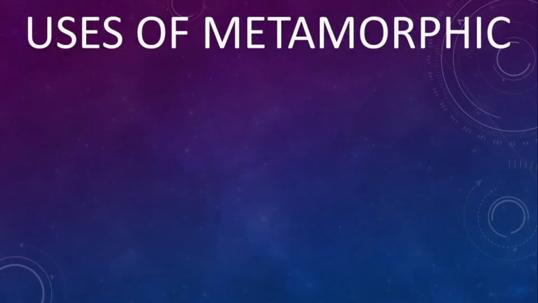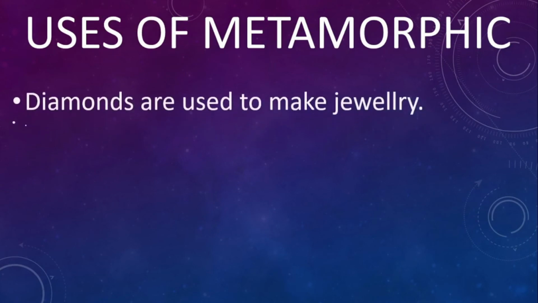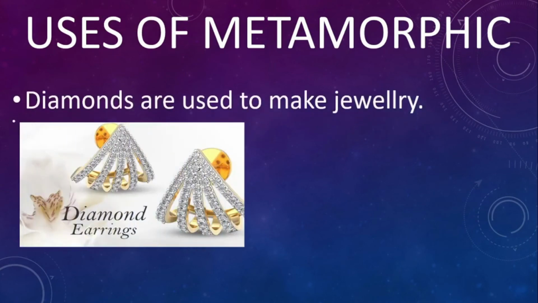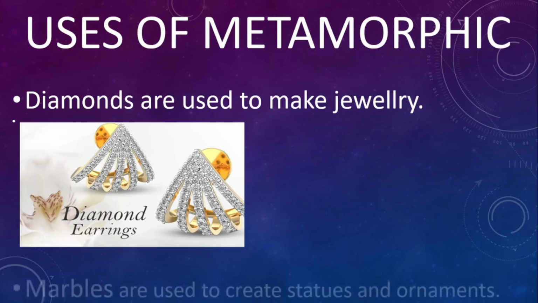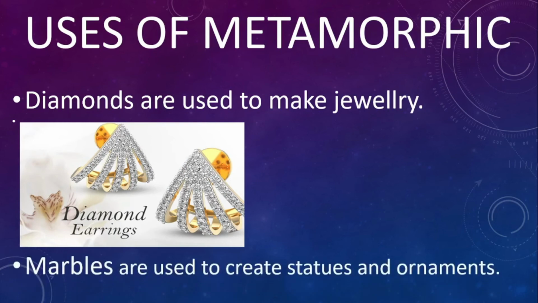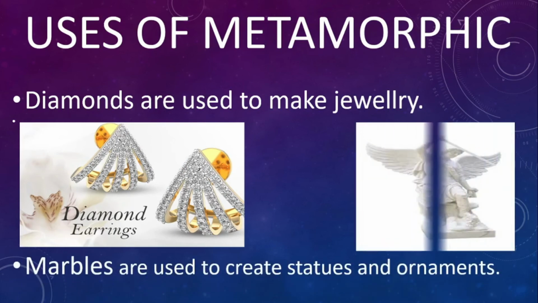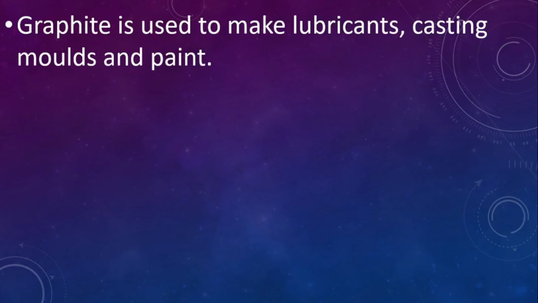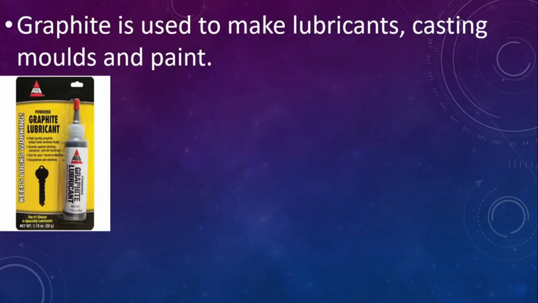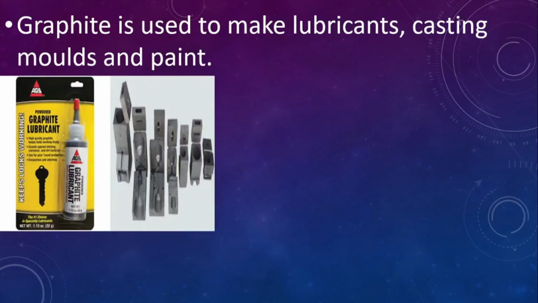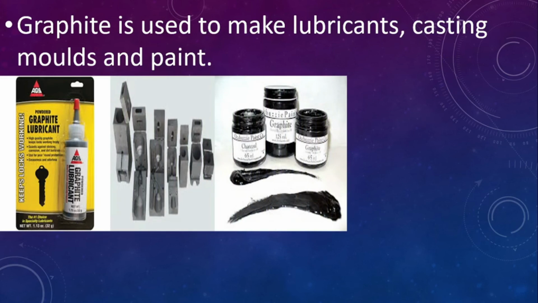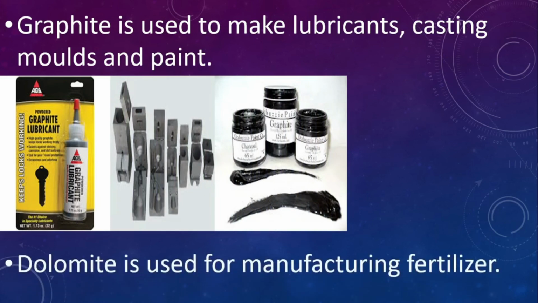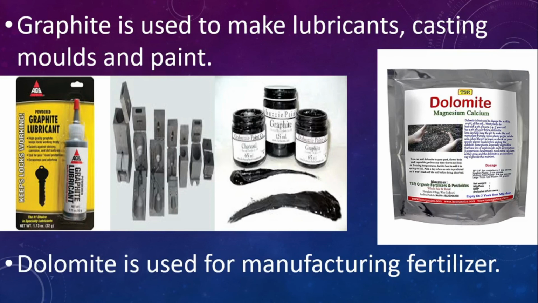Uses of metamorphic rocks. Diamonds are used to make jewelry. Marbles are used to create statues and ornaments. Graphite is used to make lubricants, casting molds, and paint. Dolomite is used for manufacturing fertilizer.